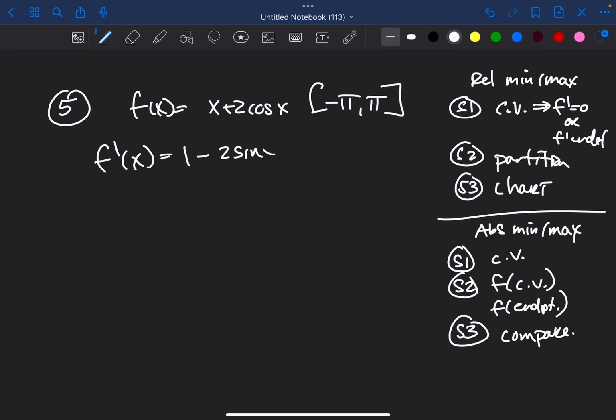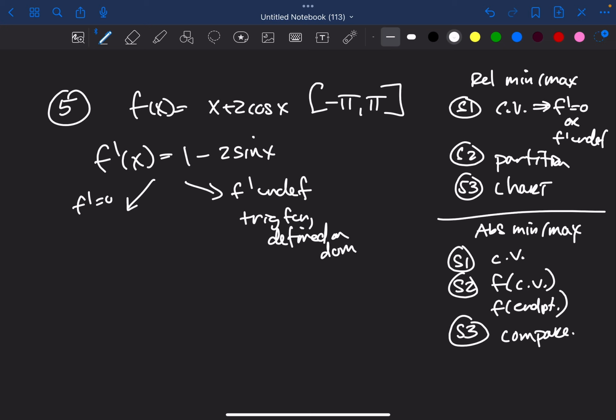2 sine of x. So then I say, where's the derivative equal to 0? Where's the derivative undefined? Well, this is a trig function. It's defined on its domain, which turns out to be everywhere for sine and cosine. They're defined everywhere. So this means that there are no critical values over here. I set this derivative equal to 0, and I get 2 sine x is equal to 1.